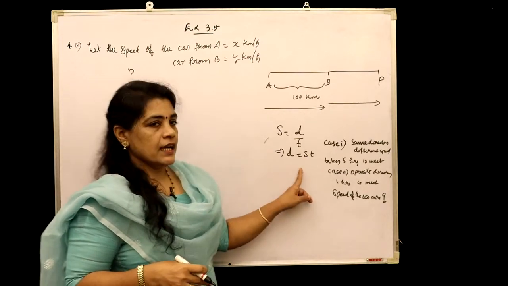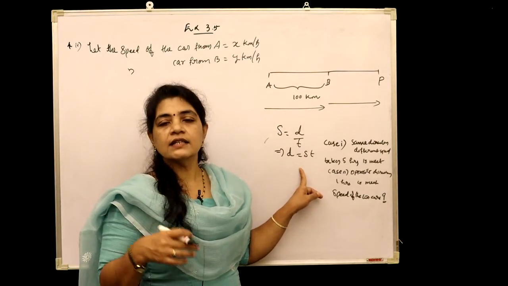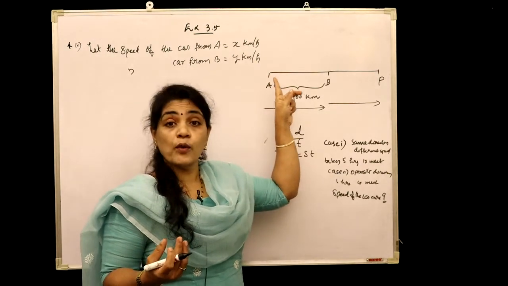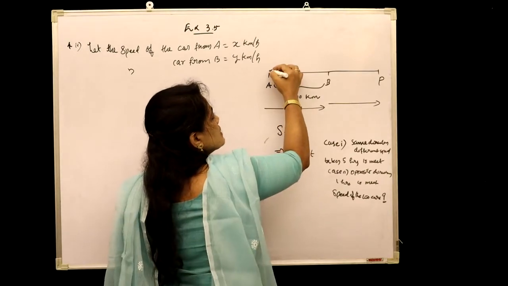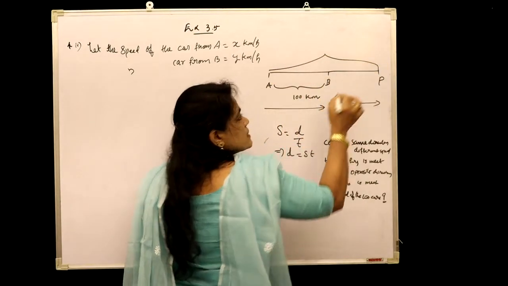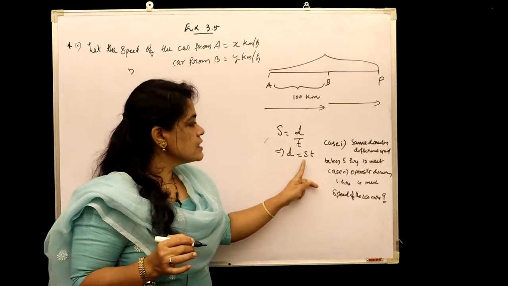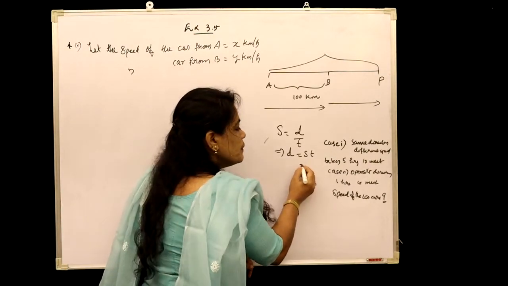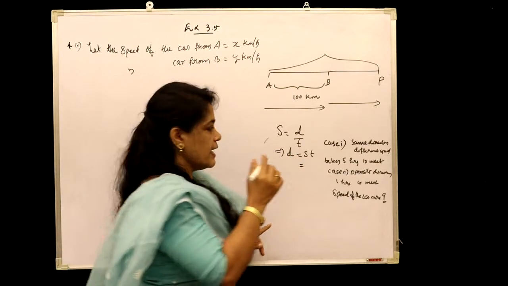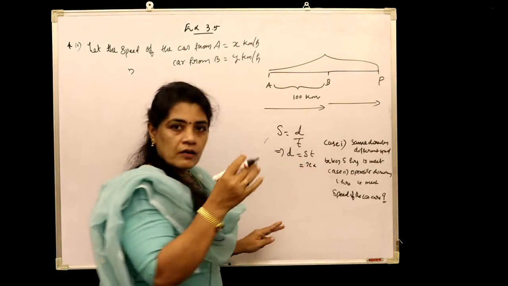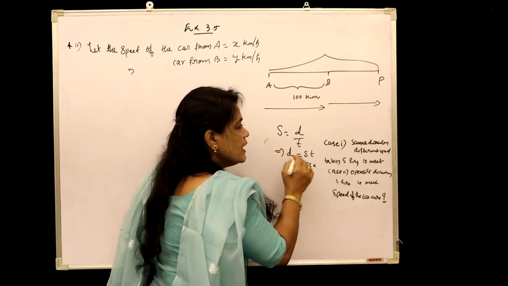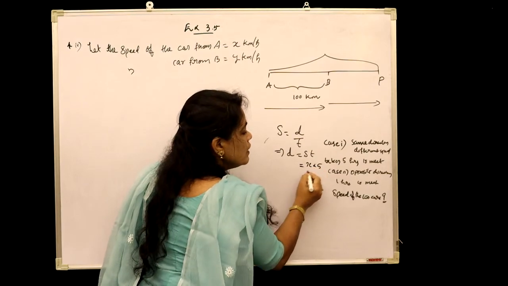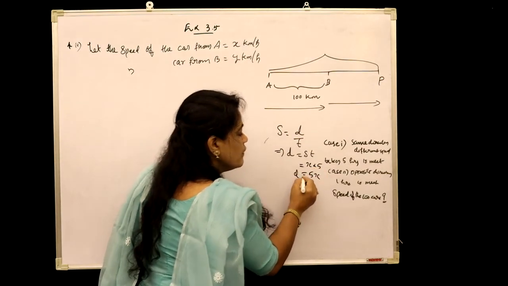In the first case, what is the distance travelled by the car starting from point A? AP is the distance, and distance is speed into time. The speed of the car from A is x and the time taken by car A to reach P is 5. So we got the distance as 5x.